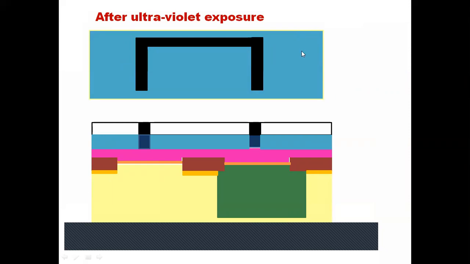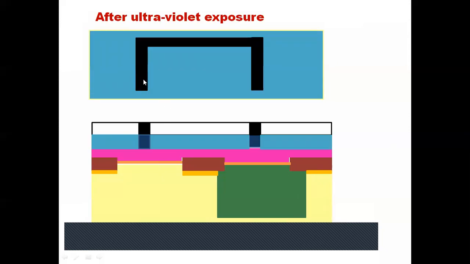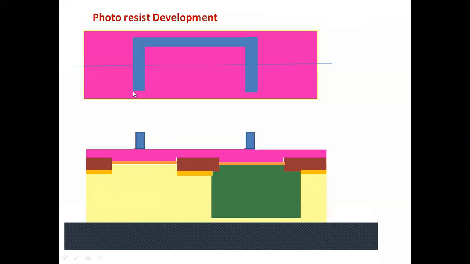It changes its chemical composition. Its color changes, which is shown by a change in color. The exposed portion becomes soft after exposure to ultraviolet radiation, and it dissolves in the developing solution. So when it is dissolved in the developing solution, only the portion below the dark photoresist, below this dark area, will remain as it is.